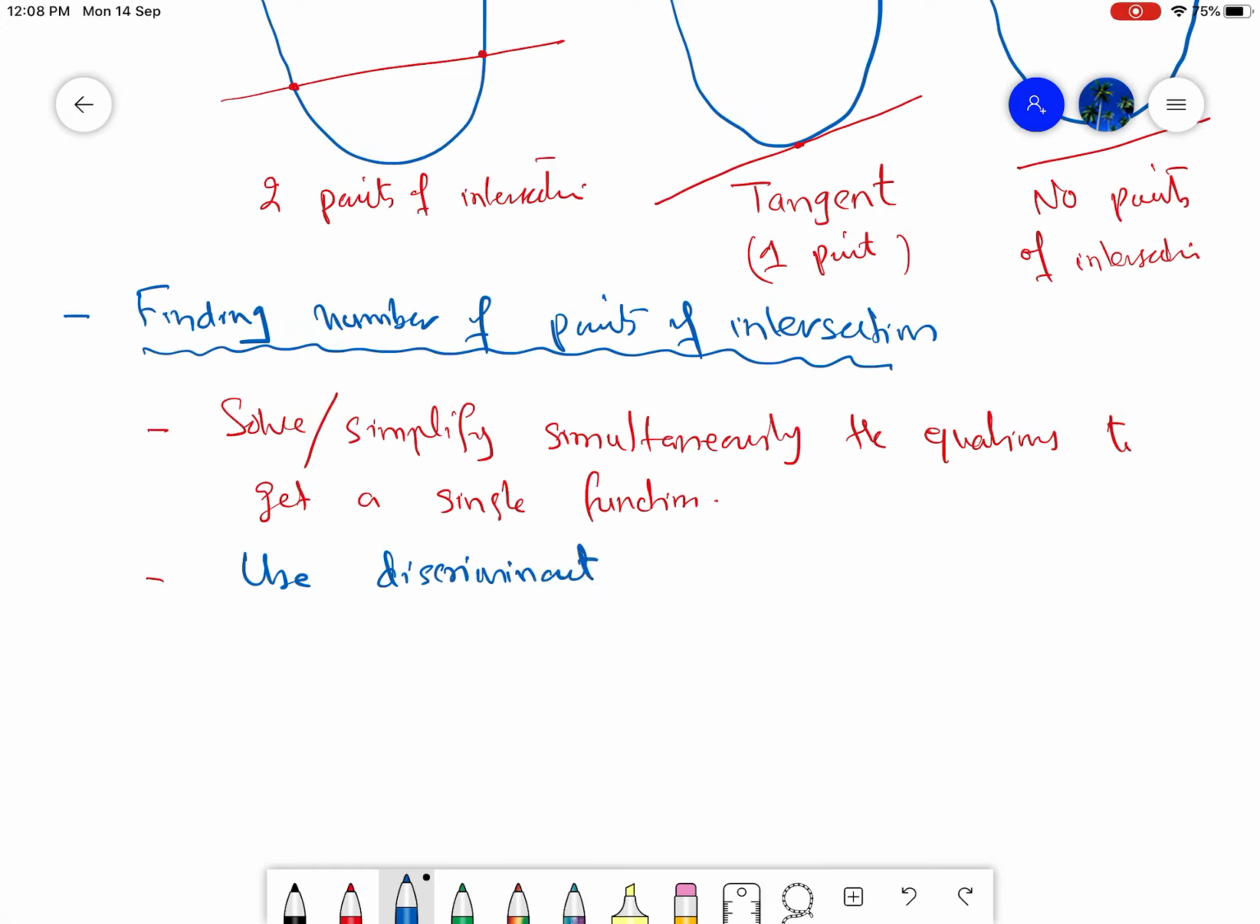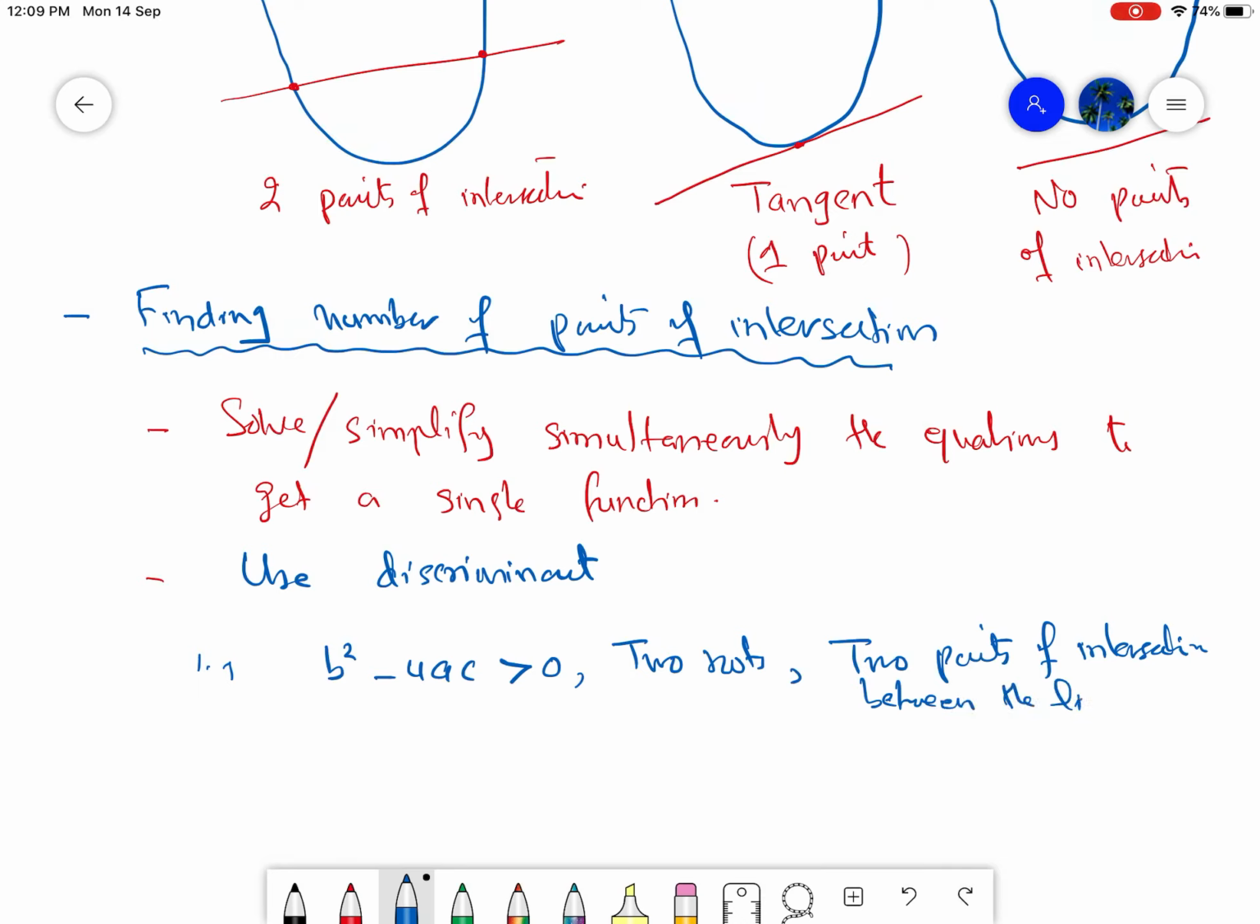as we discussed earlier. Okay, so we know that if the discriminant b square minus 4ac is greater than 0, then there are 2 roots of the equation. So 2 roots mean there are 2 points of intersection between the line and the quadratic curve.